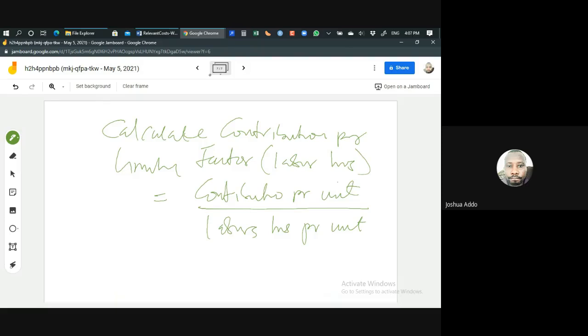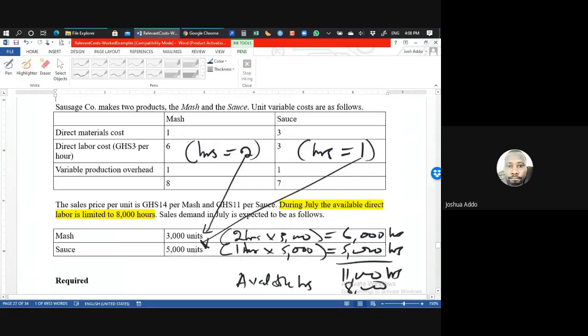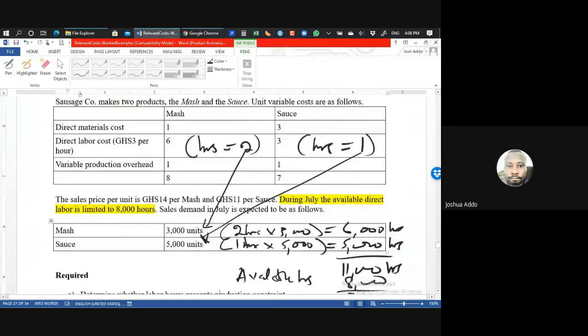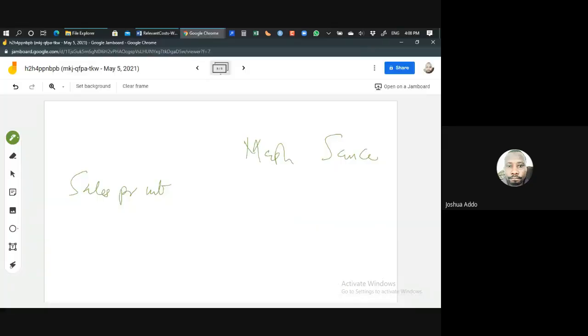Okay, so we can do a simple table like this. We can put mash here, that's our first product. Sauce is here. And then we first of all calculate the contribution. Contribution is calculated as sales per unit. That is in the question. Question says the sales price per unit is 14 for mash and 11 for sauce. So we pick those information. 14, 11 cedis. All of them are in Ghana cedis.